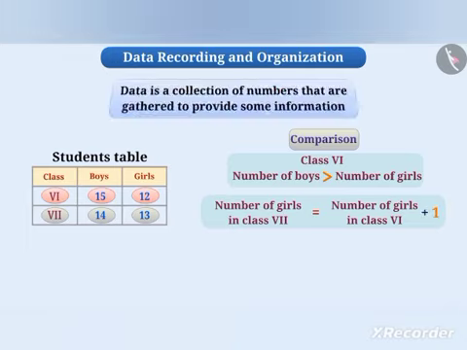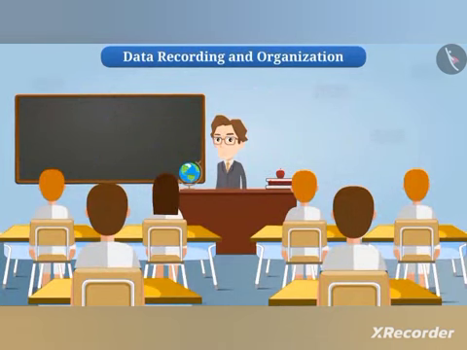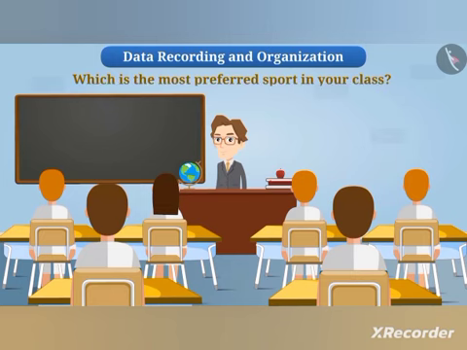With this understanding, we can say that data is a collection of numbers that are gathered to provide some information. Just think, how can we get information from a collection of numbers? Let us understand this with an interesting example. Suppose you want to find out which is the most preferred sport in your class. How would you find this? Think for a while.